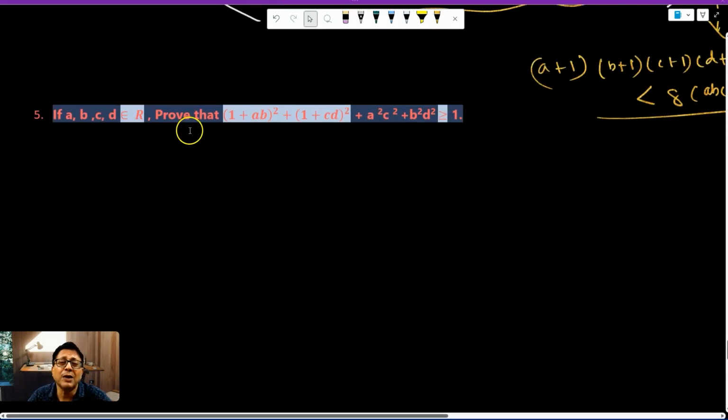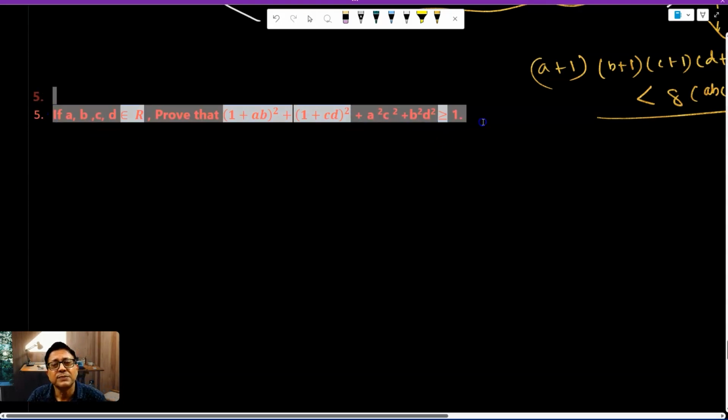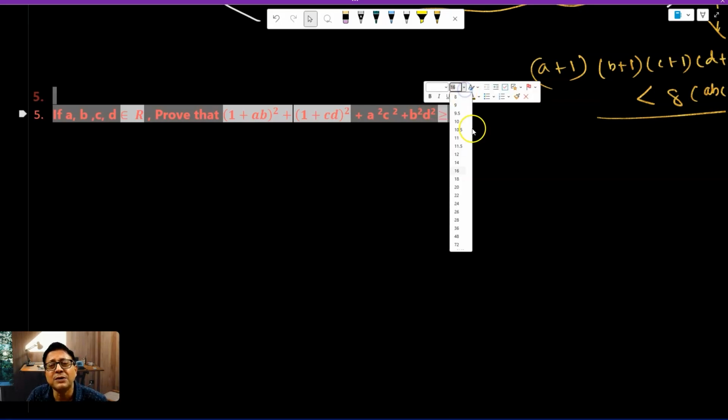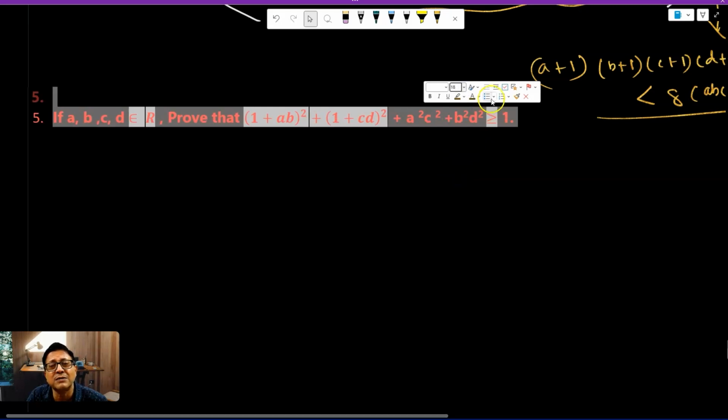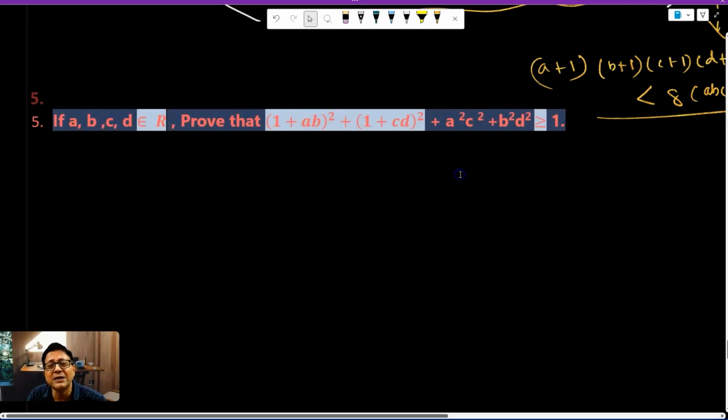Here a, b, c, d belong to R, given. You have to prove that (1 + ab)^2 + (1 + cd)^2 + a^2c^2 + b^2d^2 is greater than or equal to 1. How to prove? What is the way? Is there a fixed method to prove it? You think? No, we haven't learned it today. Today's class is based on knowing the concept of basic inequality only. We haven't learned any standard inequality. Even knowing standard inequality, you will not get any help. So what to do?